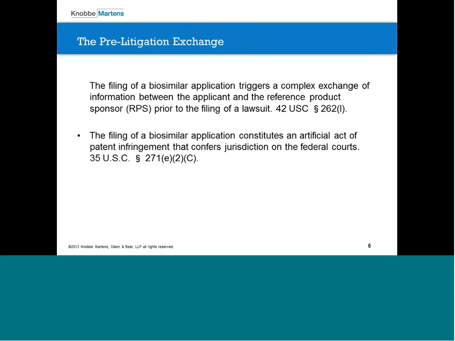So what we wanted to talk about in a little bit more detail today is the pre-litigation exchange that's contemplated by the statute. And what the statute contemplates is essentially two entities that participate in this process. On the one hand, you have the reference product sponsor, or RPS, which is the holder of the approved biological license application. And on the other hand, you have the biosimilar applicant, which is the entity that is seeking to take advantage of the abbreviated approval pathway.